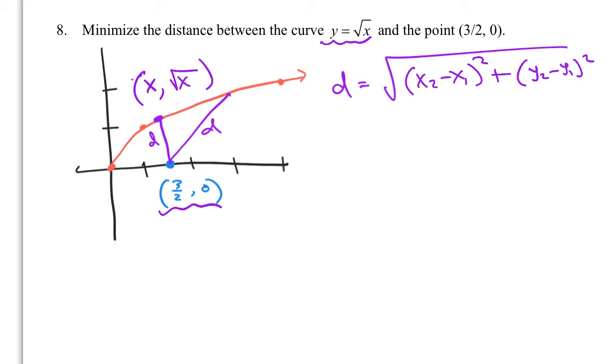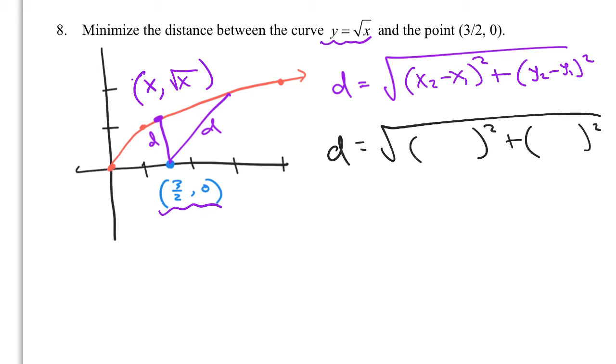And so when I plug into the distance formula here, I have distance equals square root of, and I'm going to plug in my x coordinates subtracted from each other, I'd get x minus 3/2. And the y coordinates subtracted from each other would be root x minus 0. And then I need to expand this out.